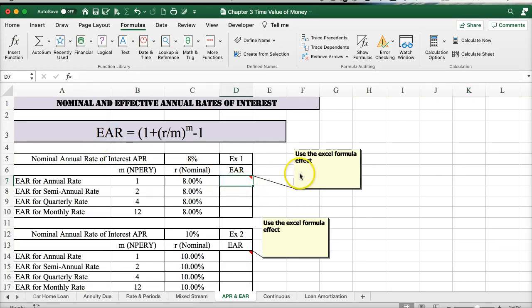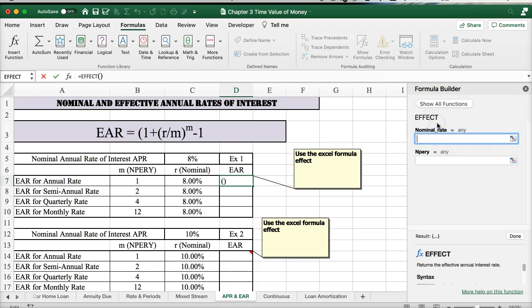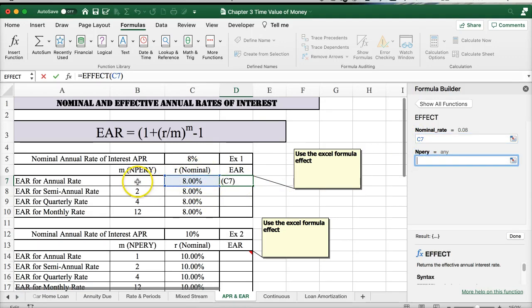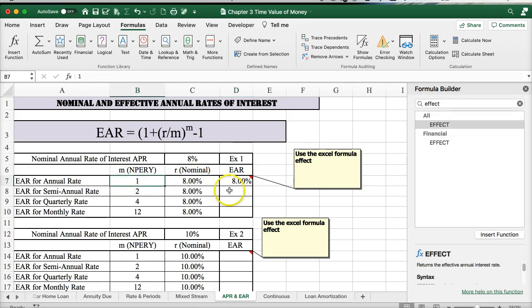so if we're going to calculate this, we have this formula called effect. So what we're going to do is we're going to search for effect as a formula, and then we're going to put in the nominal rate. So here's the nominal rate, and what's called N peri, and this is the frequency. So you see that 8% compounded annually is 8%.